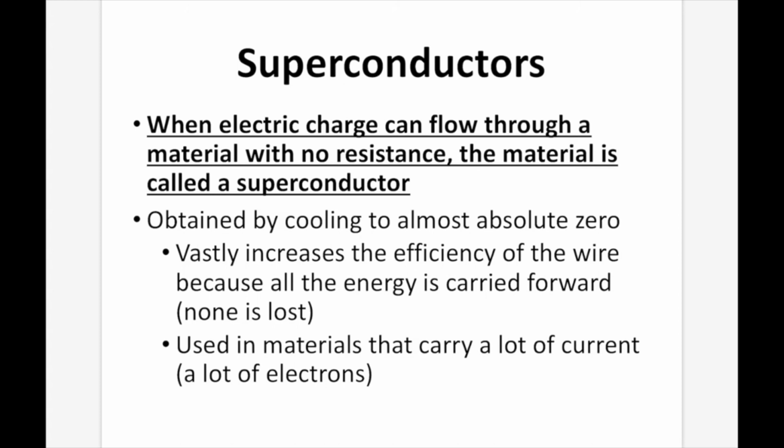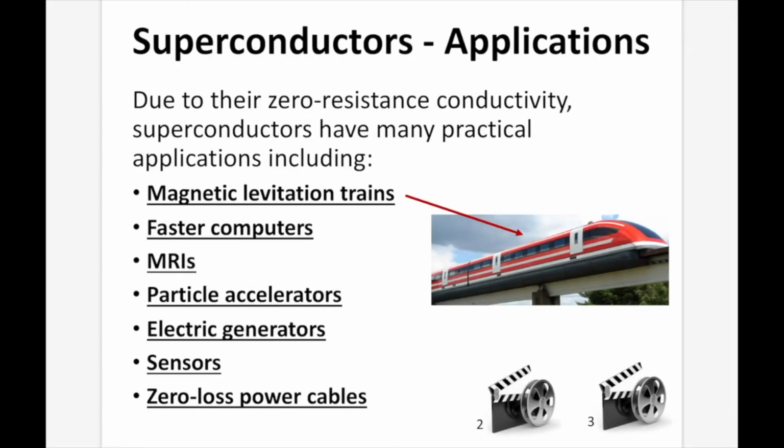And it's used in materials that carry a lot of current, so a lot of electrons. The more current there is, the more electrons that are passing through the wire, and the greater the chance of energy being lost as it's transferring from point A to point B. So what are some applications of superconductors?